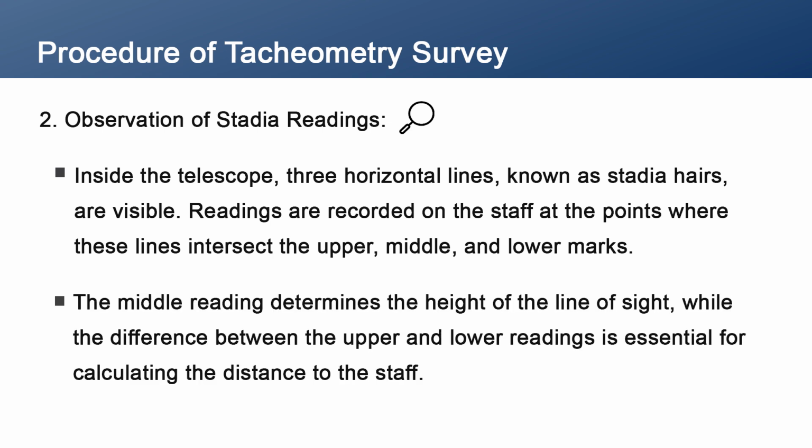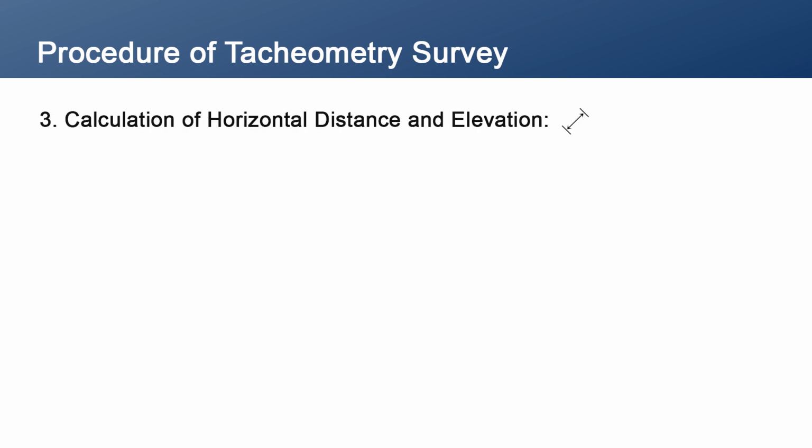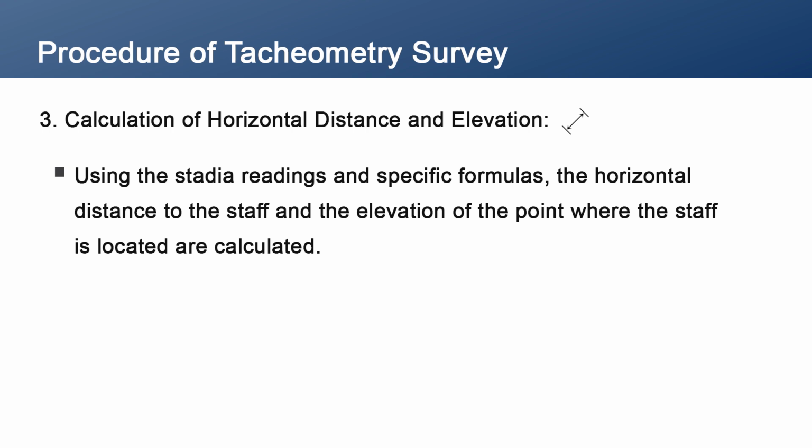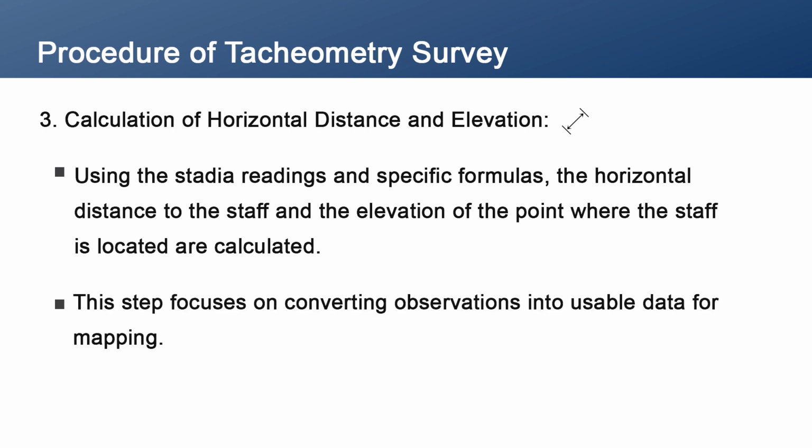The middle reading helps us figure out the height of our line of sight, and the difference between the upper and the lower reading is the key for calculating the distance between us and the staff. Next, at the third step, we do the calculation of horizontal distance and elevation. Using the stadia readings and some trigonometric formulas, we can calculate the horizontal distance to the staff and the elevation of the point where the staff is located. This step is all about turning our observations into numbers we can use for mapping.